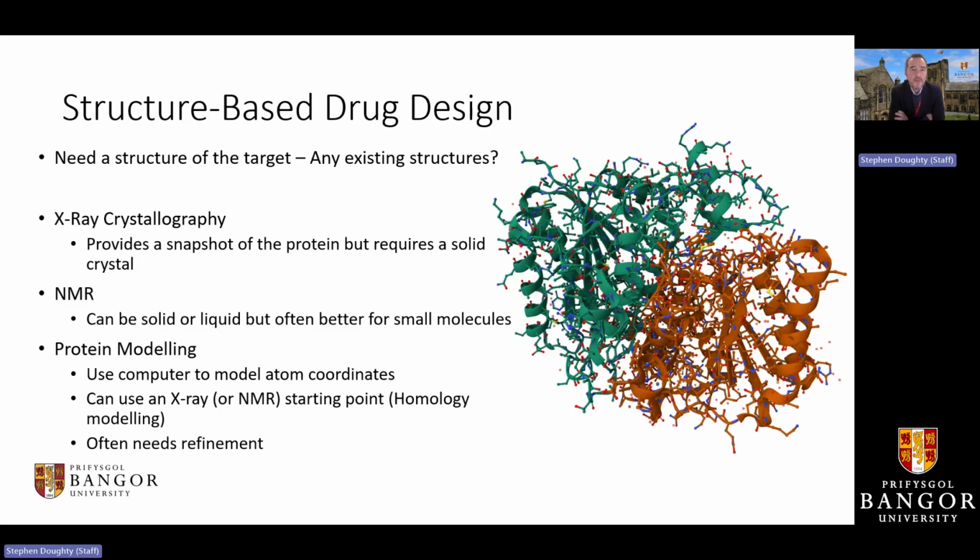We can do some experiments. We can do things like X-ray crystallography. We can do nuclear magnetic resonance spectroscopy. Or we can use computers. But we tend to start off with a starting structure, maybe from X-ray, and we build on it. And we call this homology modeling.